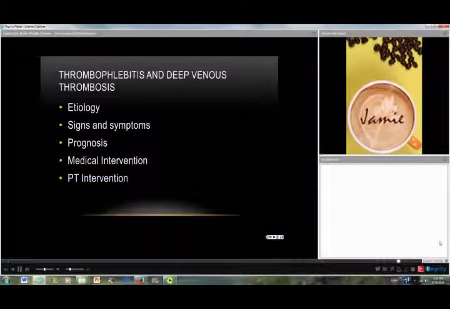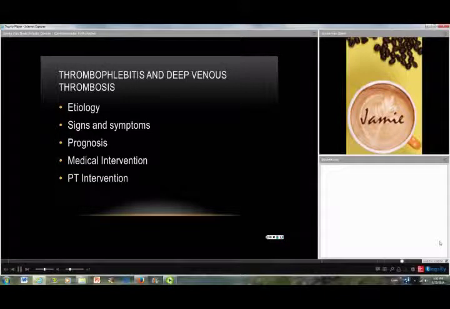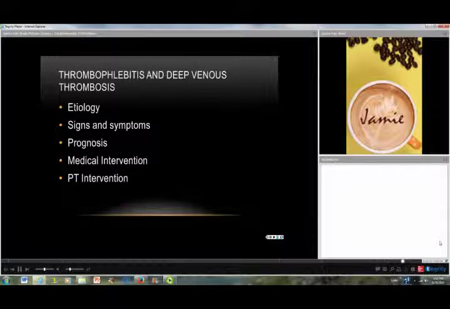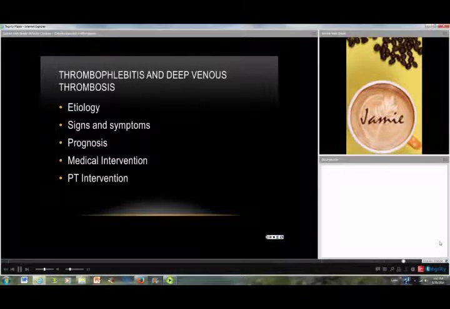The Homans sign is characterized by pain in the calf when the foot is passively or actively dorsiflexed. It's not a reliable test for a DVT, but it's a way you can have a patient with a positive Homans sign, meaning they need further investigation to figure out what's going on. If you're working with a patient who has these symptoms, you need to stop your treatment. You need to get the nurse. You need to let the nurse know. You need to talk to the physical therapist about what you're seeing.